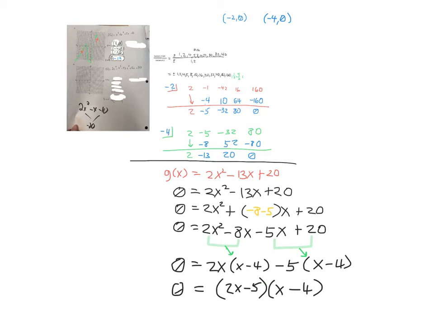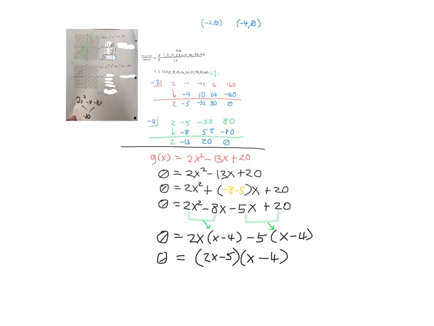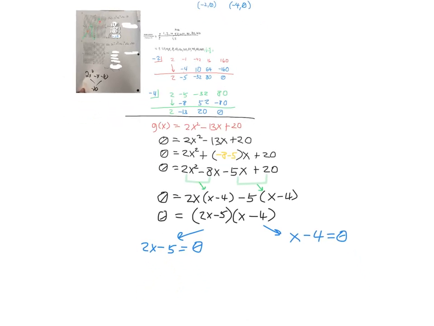Well, at the end of the day, hopefully my student remembers that you can sort of just treat these as separate equations and set them both equal to 0. So that equals 0. We're going to have x minus 4 equals 0. And then, solving for x over here would give us 5 over 2. And solving for x over here would give us 4. So those are the other two zeros, 5 over 2 and positive 4.